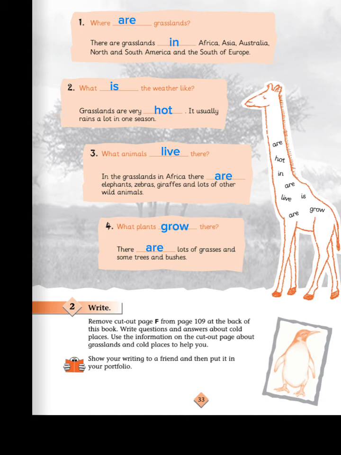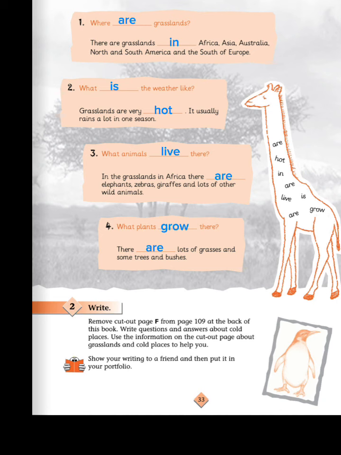Number 3. What animals live there? In grasslands in Africa, there are elephants, zebras, giraffes, and lots of other wild animals. Number 4. What plants grow there? There are lots of grasses and some trees and bushes.